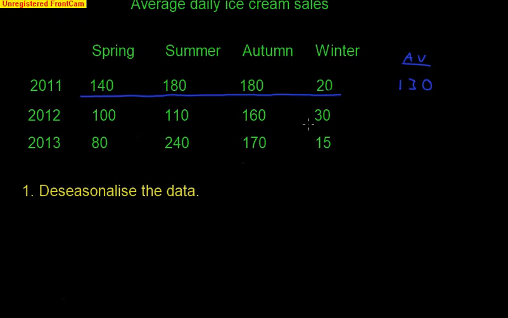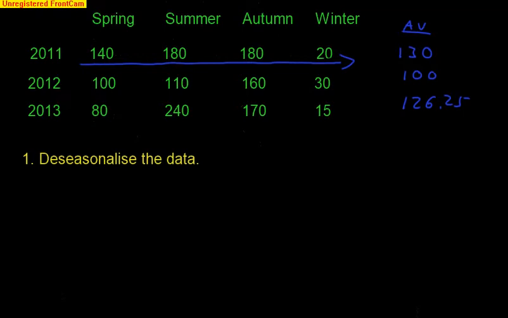Similarly, you can do the average for 2012, add all 4 up, divide by 4, and you get an average of 100. And for 2013, you get an average of 126.25. Okay, so that was the first thing. You did an average going that way across because we're doing the average for each year. Then, when you've got that average, we're now going to write our table out slightly differently.